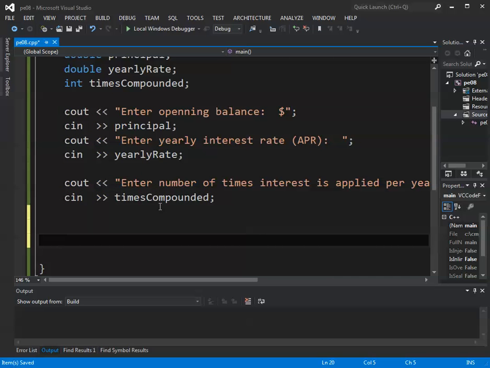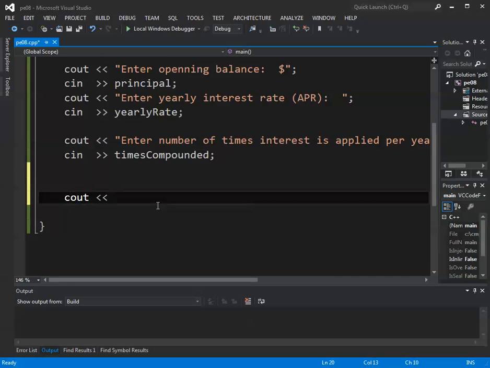Before doing the calculation, let's just print out the input, reiterated again. So principal will be in dollars.